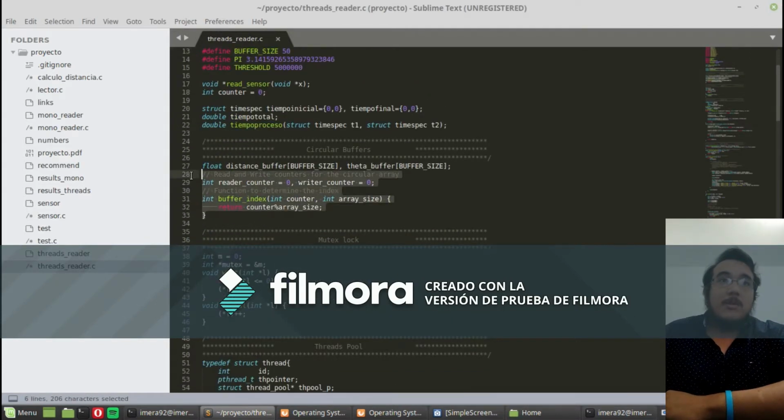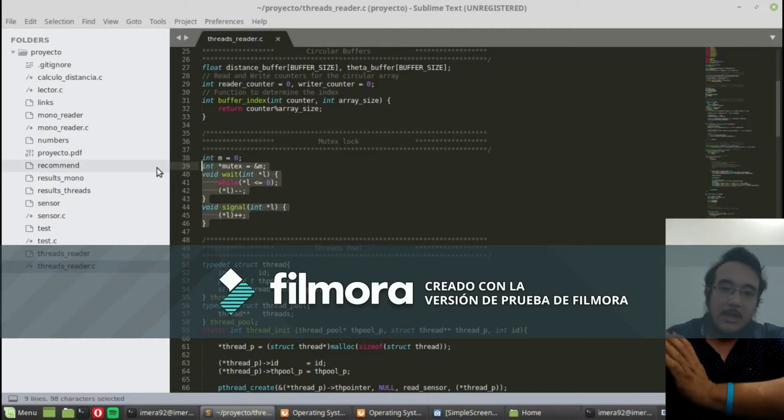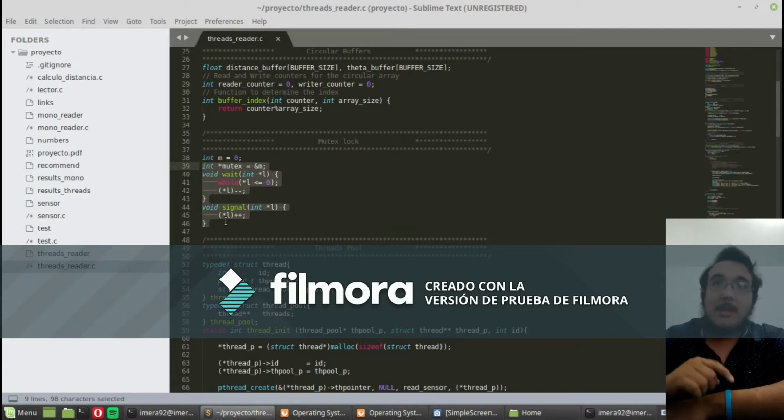As I said, I used circular buffers. Here I'm using 2 buffers, as I said previously. The one for the distances and one for the angles. The mutex lock, very important, because the threads must take turns when they are going to fetch the data. That's something very important, because they take turns to fetch the data, not to do the operation.